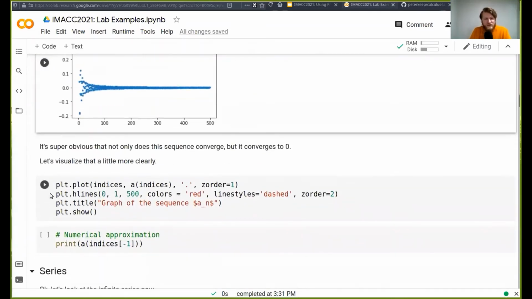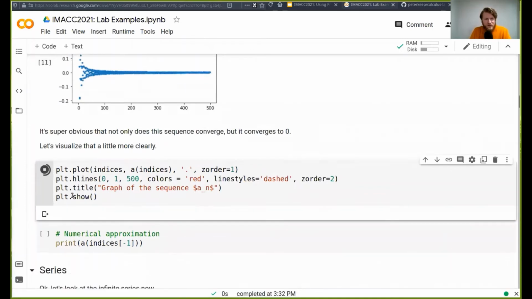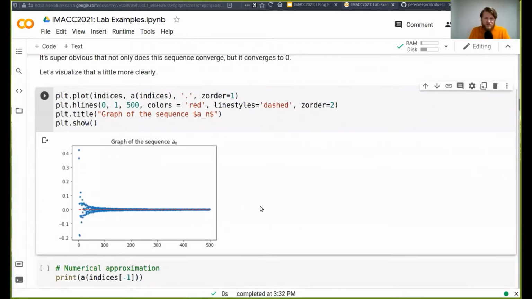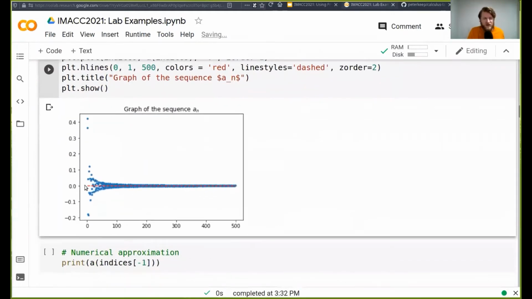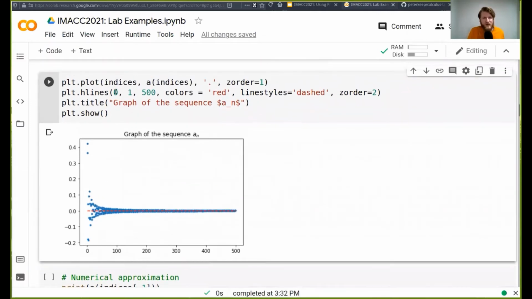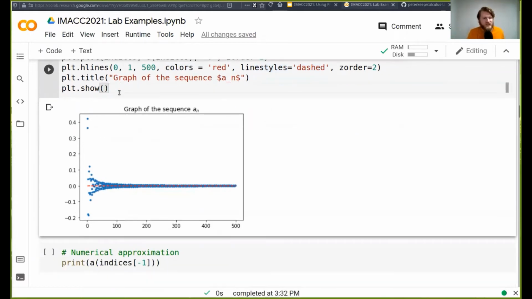I'm going to add a horizontal line here. Maybe you can see that on my screen, maybe not. I can zoom in if you want a little bit more. But I'll just add a horizontal line here at 0. This is like my guess. I'm adding a horizontal line at 0. It's going to span from an input of 1 to 500. I guess I probably could have put 499 there, but you can't tell the difference. It's going to be red, it's going to be dashed, and then this Z order thing is just the order in which the lines get stacked on top of each other. No big deal there. And then we can show it.